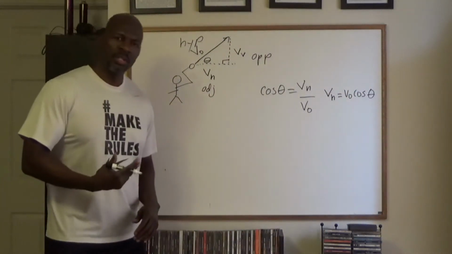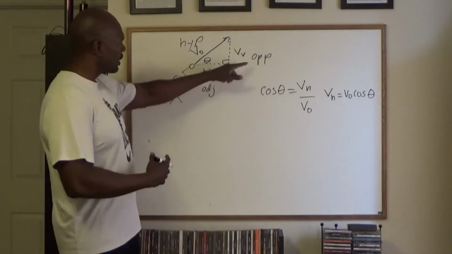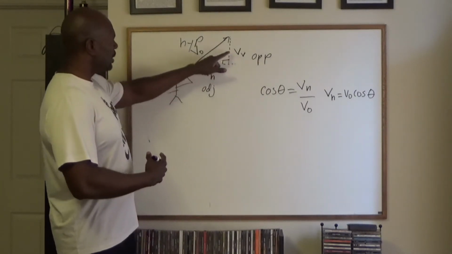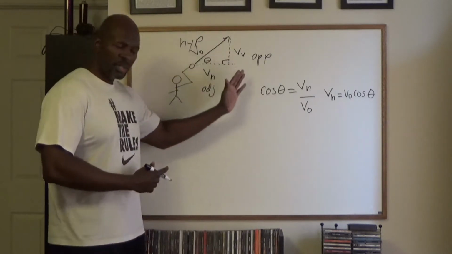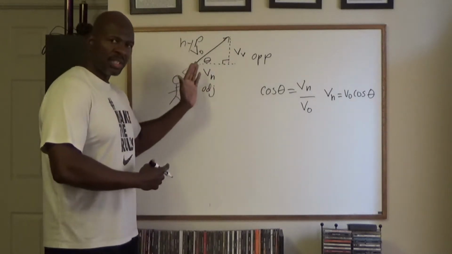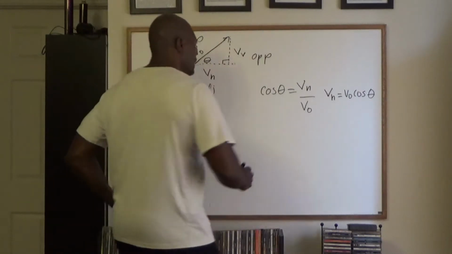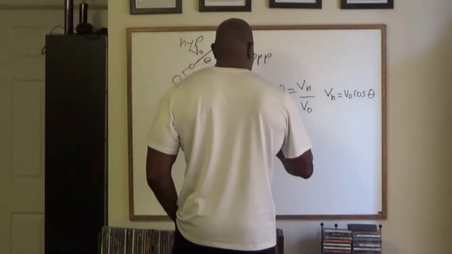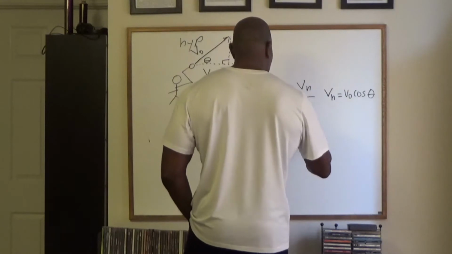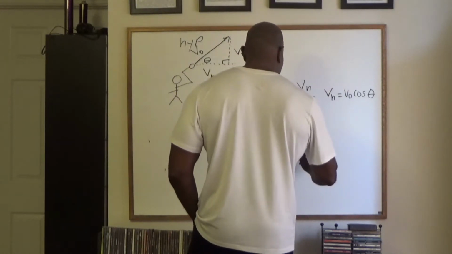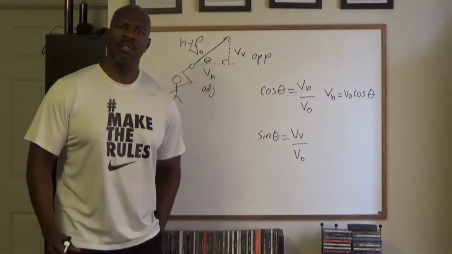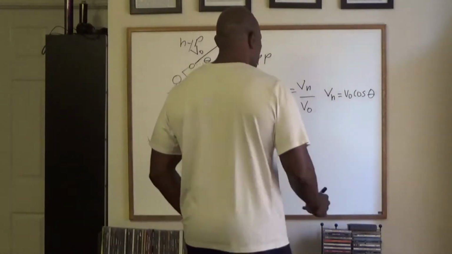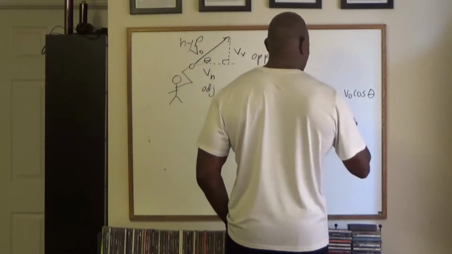Similarly, the vertical velocity is opposite, and V0 again is hypotenuse. So if I want to relate the vertical velocity to the initial velocity, I will use sine, and sine theta would be the vertical velocity divided by the initial velocity. And then, of course, if I solve for the vertical velocity, I get that the vertical velocity is the initial velocity times the sine of theta.